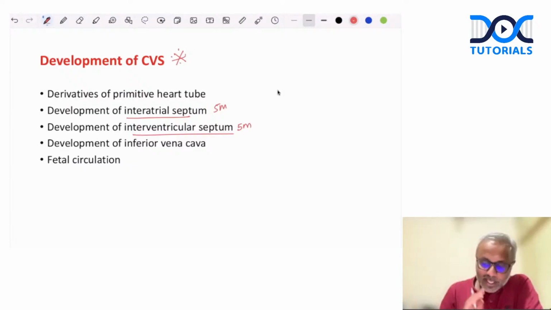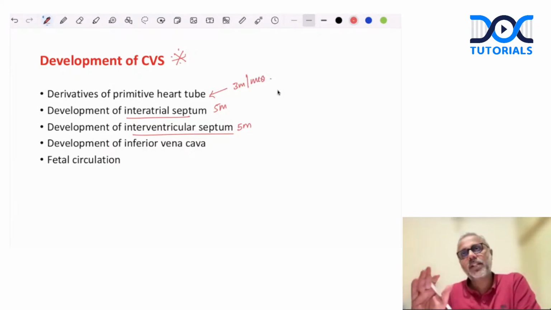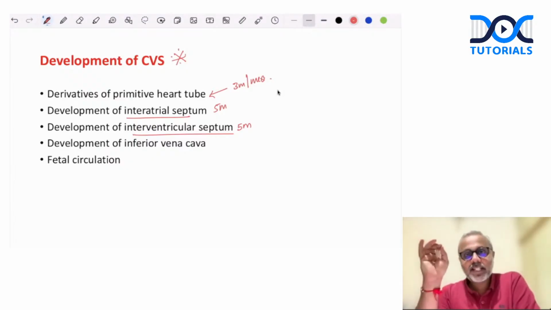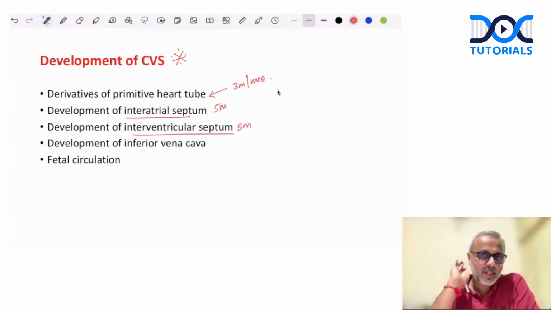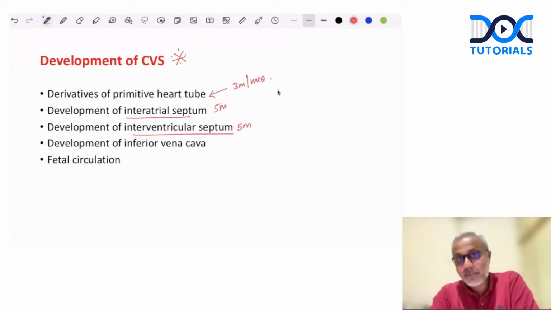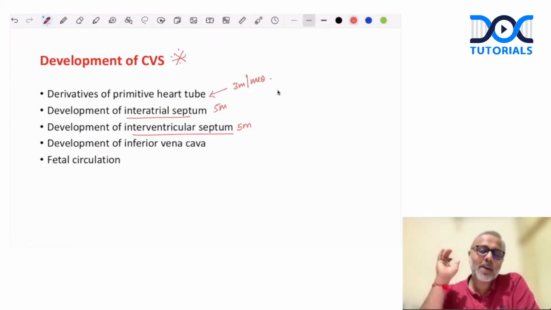Then derivatives of heart tube. This could be a 3-marker question or could be an MCQ. If the examiner wants to make the question and your life a little bit easy, they can ask, list the derivatives of the parts of the primitive heart tube. So you need to write the subdivisions of the heart tube and what chamber of the heart or what artery comes from that particular part of the heart tube.